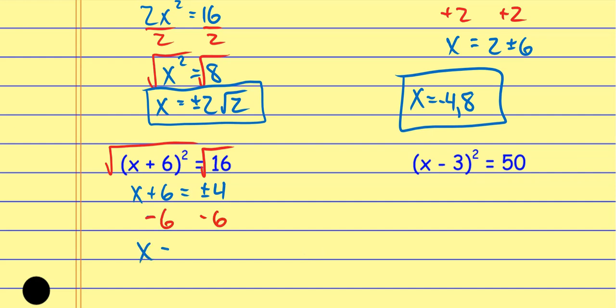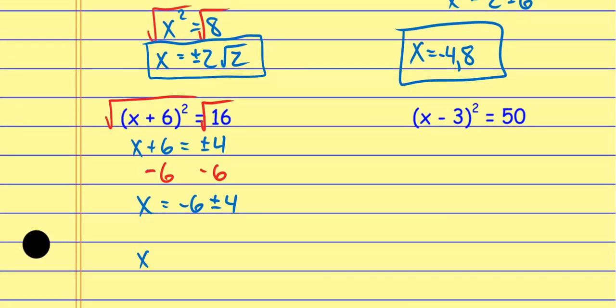And once again, I have 2 things here. I've got a negative 6 and I have a plus or minus 4. It's saying, hey, I've got negative 6 plus 4. I've got negative 6 minus 4. So negative 6 minus 4 is a negative 10. Negative 6 plus 4 is a negative 2. So those are my 2 answers. Okay? Anytime I have a plus or minus, it means I have 2 answers.